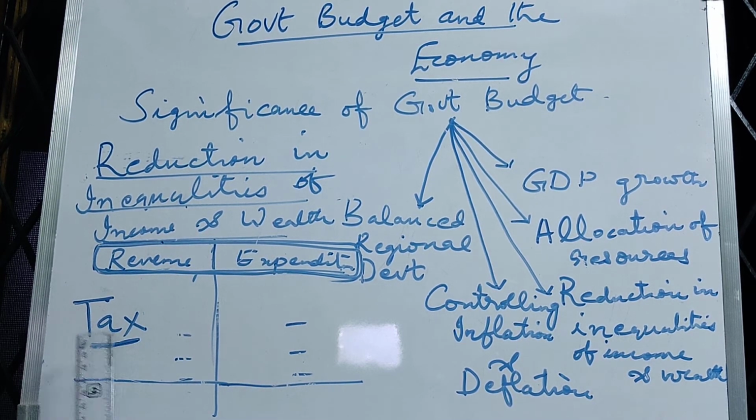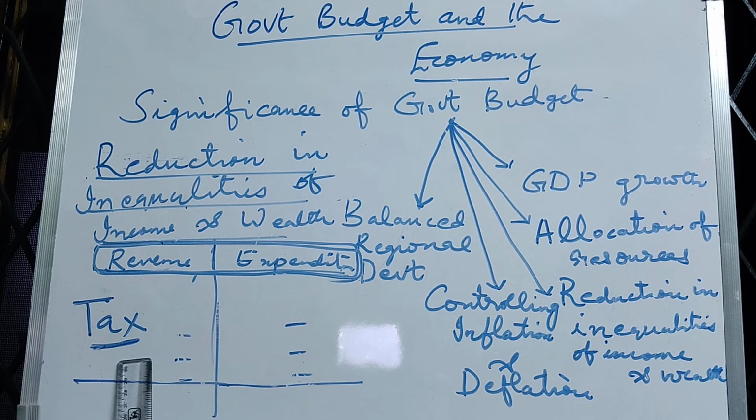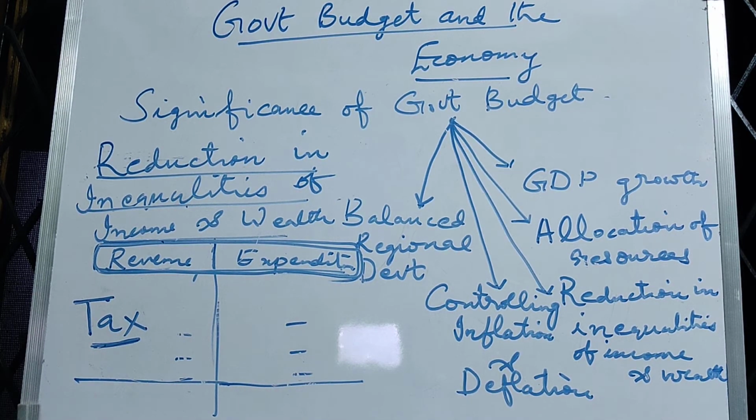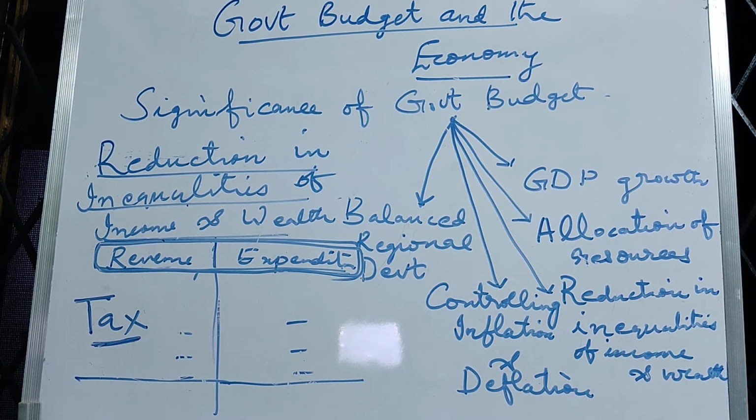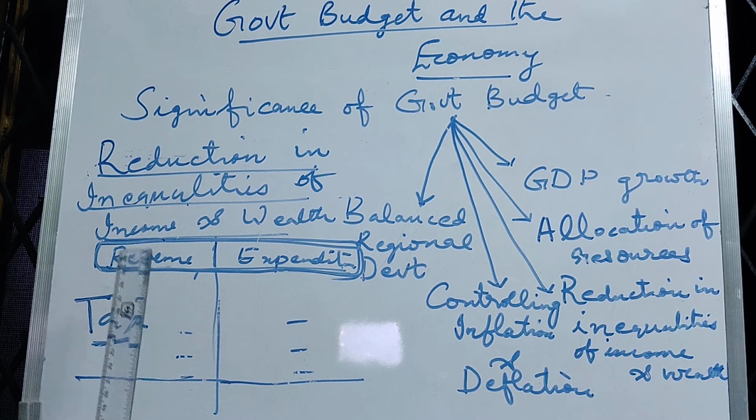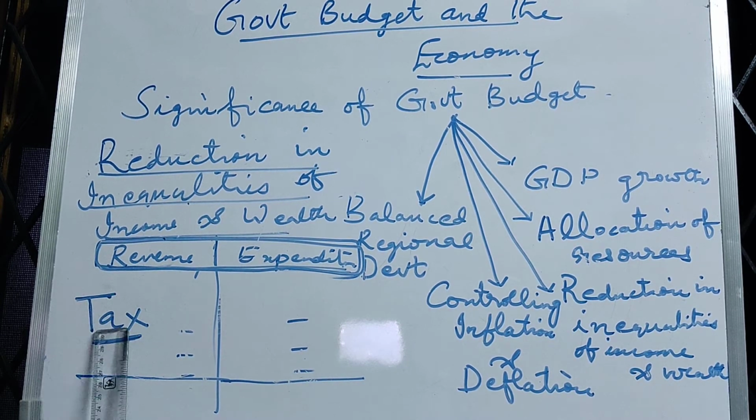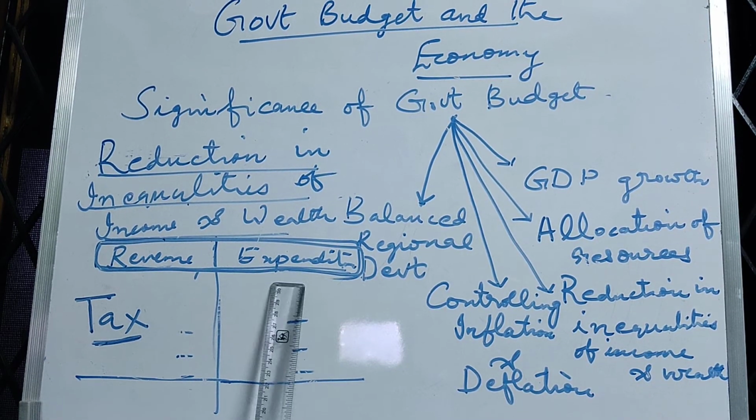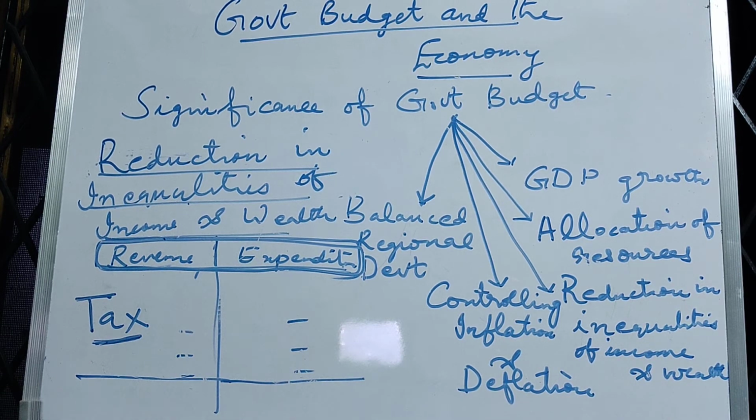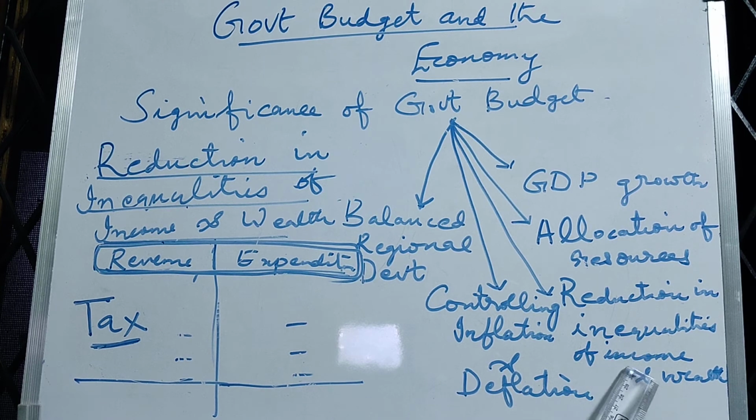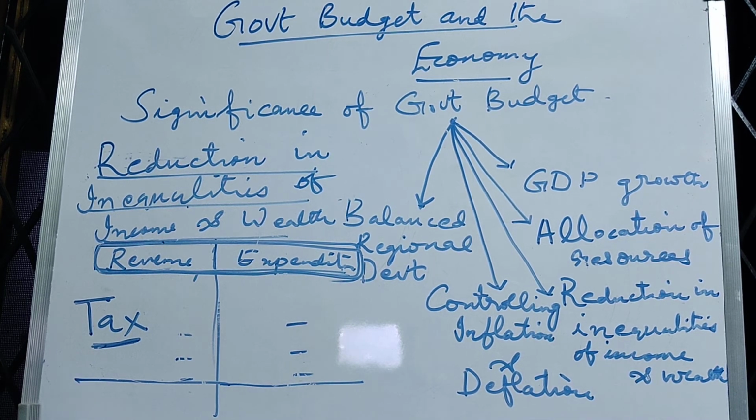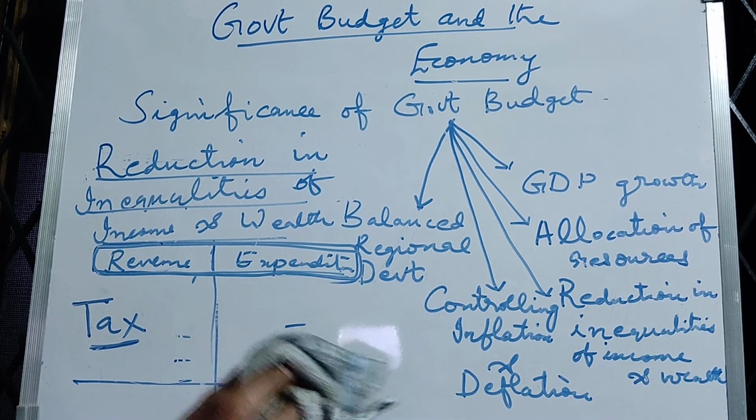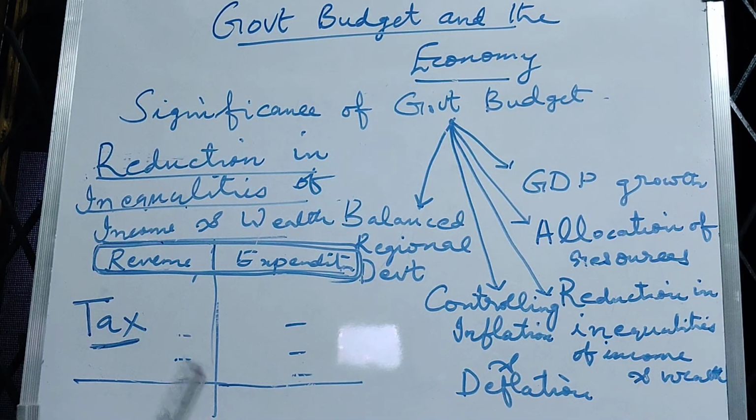On the other hand, the rich people are taxed highly so that the unequal distribution of income can be corrected to a certain extent. So in this manner, through the taxation policy and the expenditure policy, the government tries to reduce the inequalities of income and wealth. That is another objective of government budget.